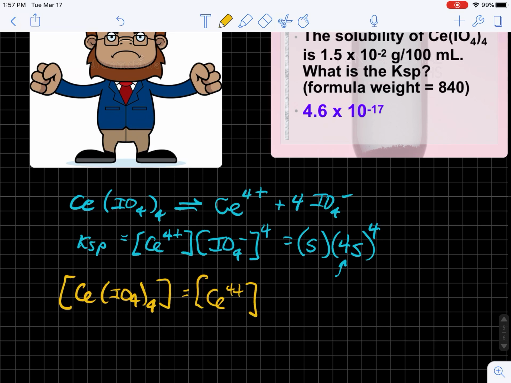The solubility they gave me, I'm going to convert that into molarity. So 1.5 times 10 to the minus 2 grams of this stuff.